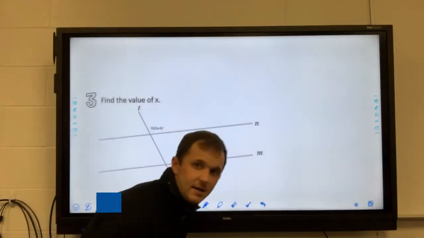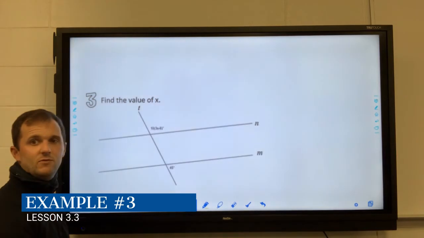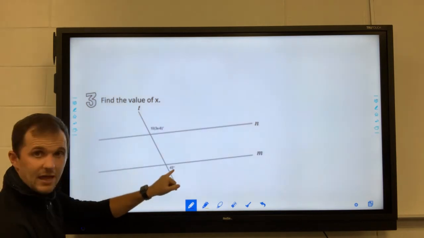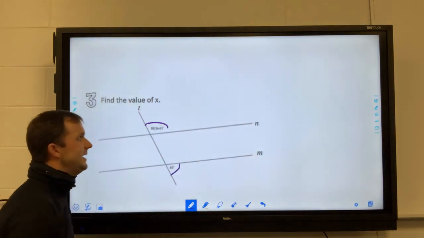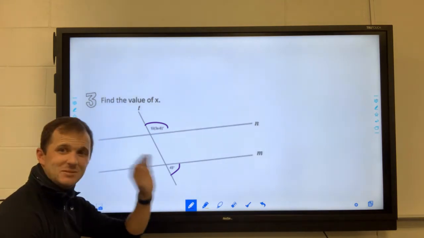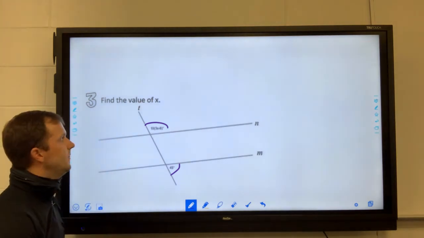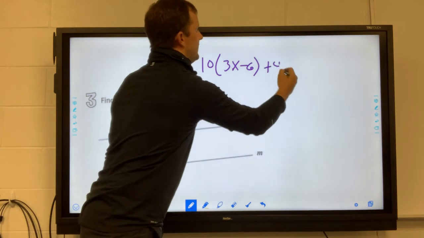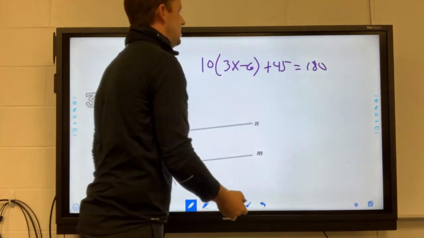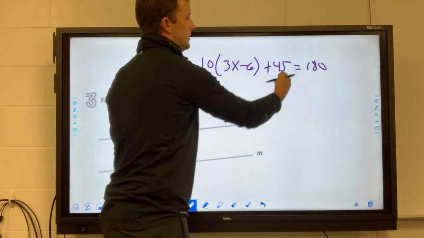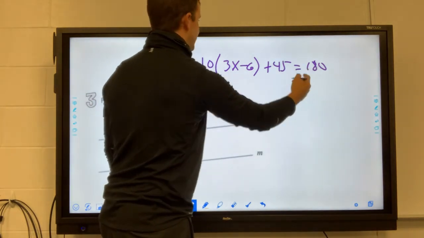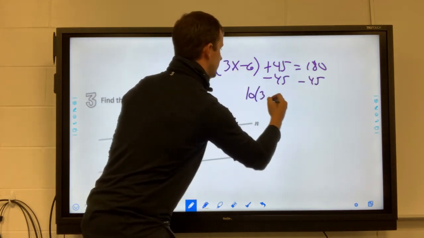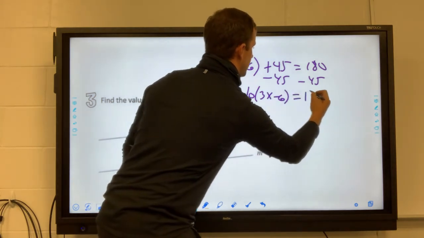All right, so now on example number 3, it wants me to find the value of x. So right now I have 10 parentheses 3x minus 6, and then I have angle 45 down here. And these are going to be same side exterior angles. So that means they're supplementary. So that means 10 parentheses 3x minus 6 plus 45 is going to be equal to 180. Okay, so I can go ahead and subtract 45 on both sides. So that's going to give me 135. So 10 parentheses 3x minus 6 is equal to 135.